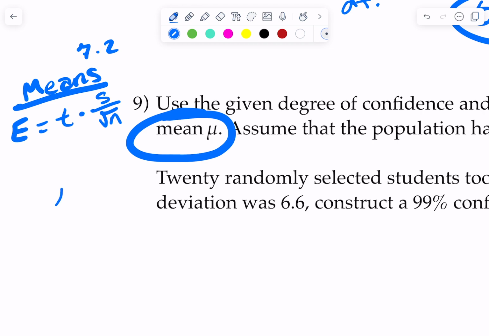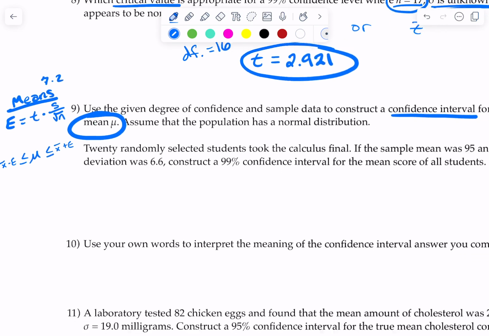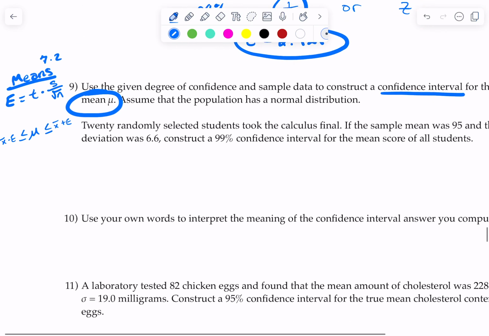And then to find your confidence interval, you take your X bar and subtract the error to find this number, and you take X bar and add the error to find this one. So let's pull out some information. 20 randomly selected students. What is 20? N. Okay? They took the calculus final.